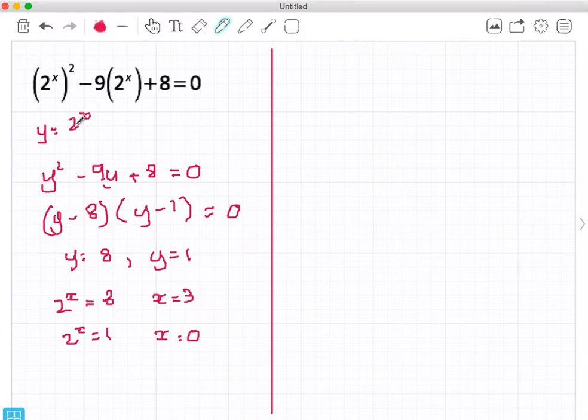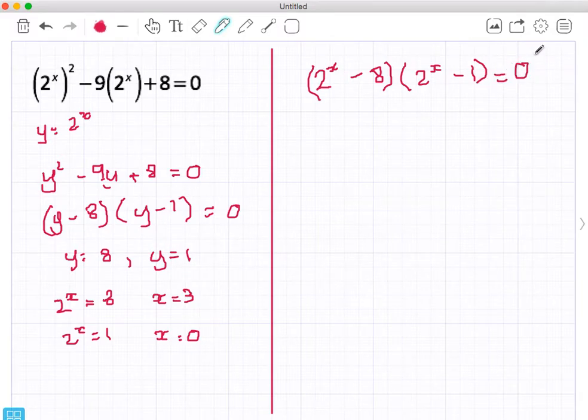Now, I don't have to make y equal to 2 to the power of x. Once I've done a few of these, I can just leap straight in and basically say that that's 2 to the power of x minus 8 and 2 to the power of x minus 1. Okay, which is what I'm going to do on the next one.